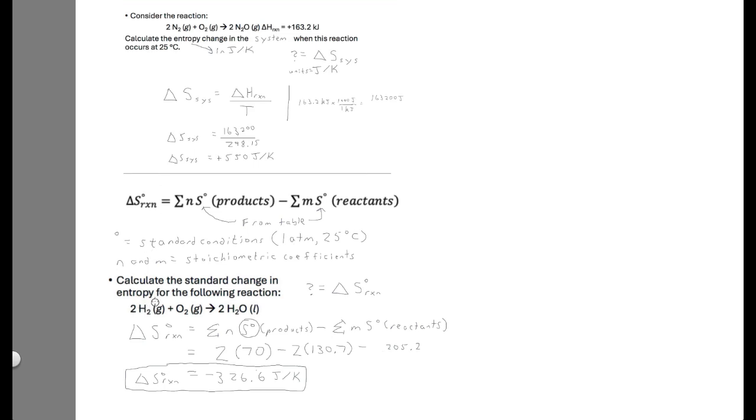But notice that in this case, they just asked us for the entropy change, and they didn't give us any delta H's. They just gave us the reaction. So in this case, that was a clue that the best approach was to use this formula, just based on the entropy levels from the table. So my point is that there's different types of problems that you solve using different formulas, depending on the information that you're given in the problem.